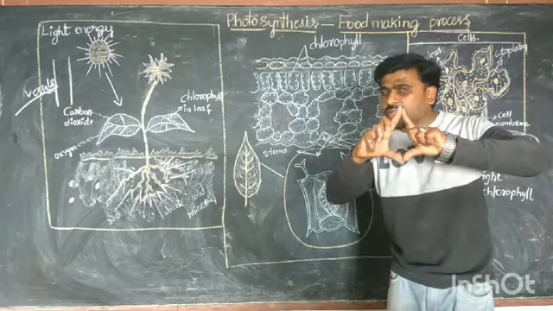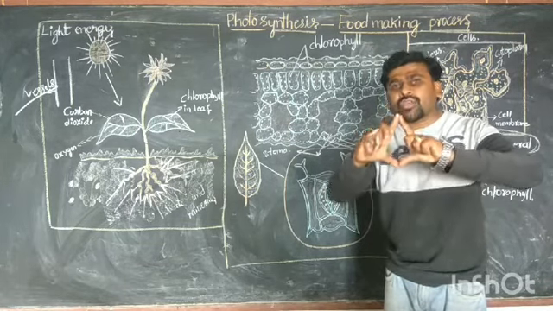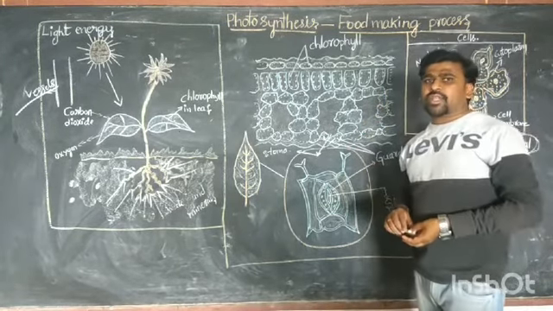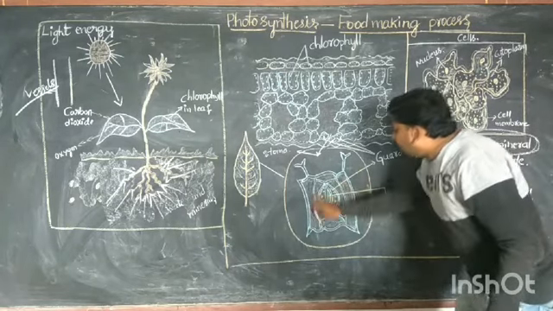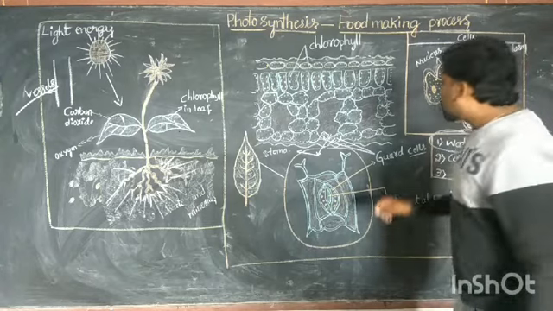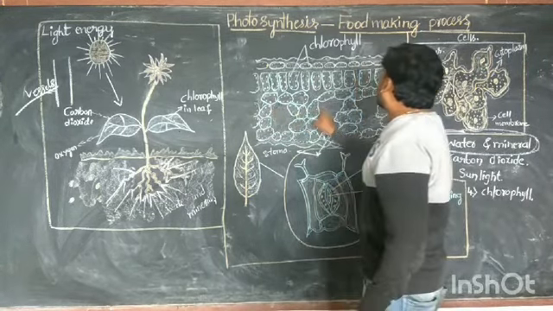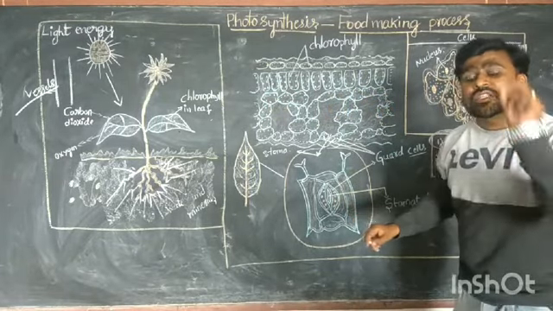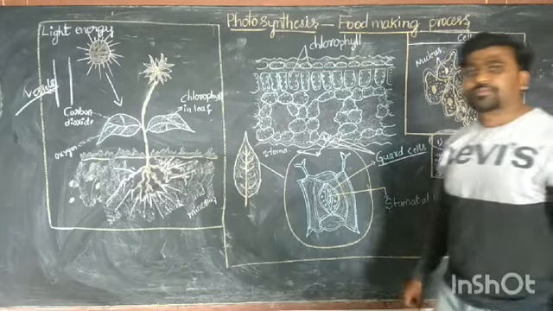Now this time the tiny hole is open. Clear? This tiny hole is called stomata. This kind of stomata is covered by cells. Remember, these are small cells. These are the small cells which cover the stomata.